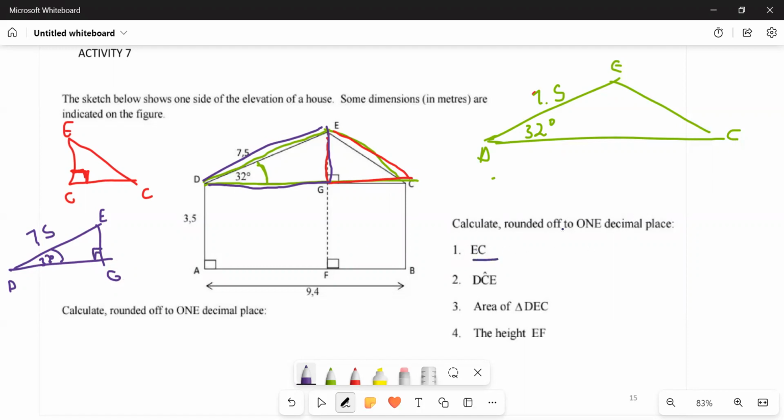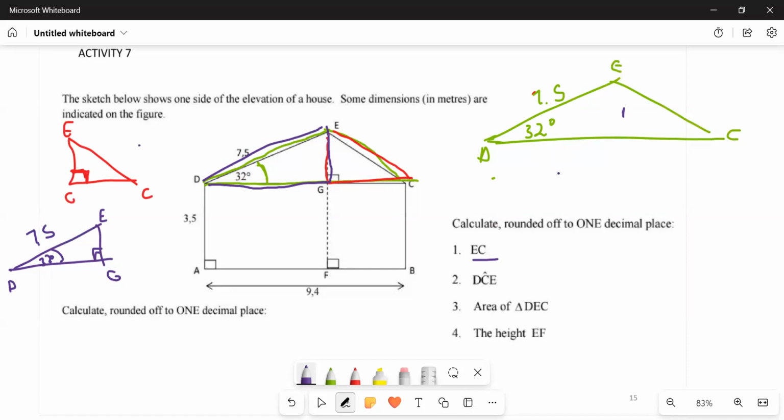Let's check the ones that have EC. We're looking for EC. We have green and red. We can either take the green one or we can take the red one. Okay, which one seems to have more information? Okay, let's take the green one again.